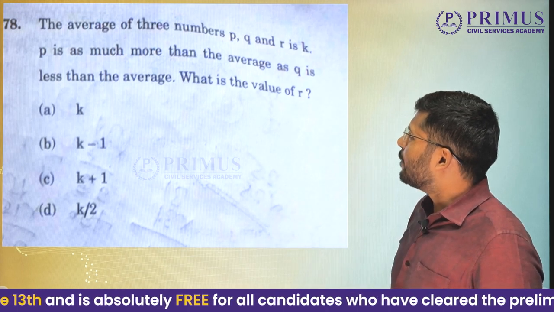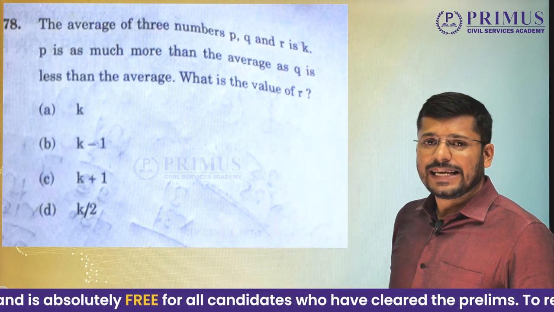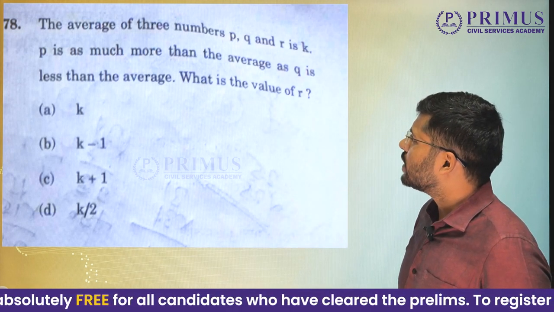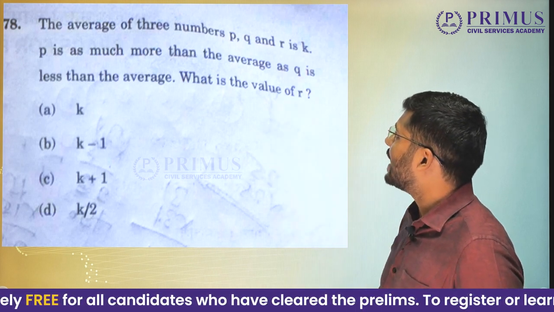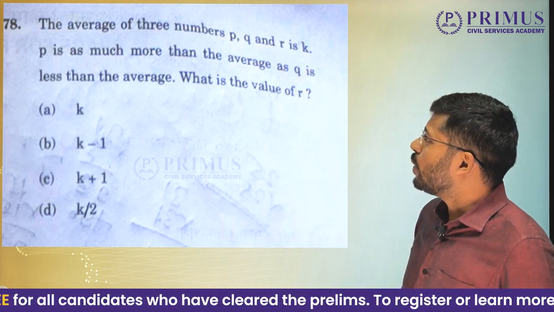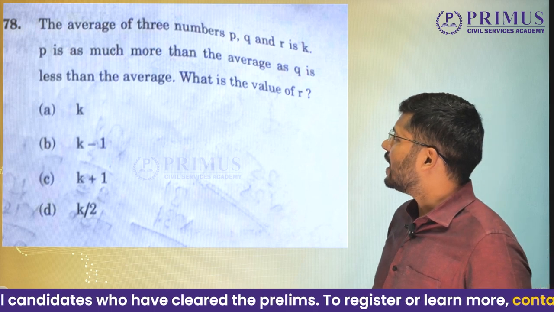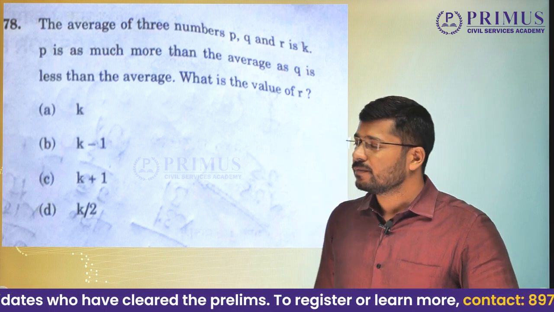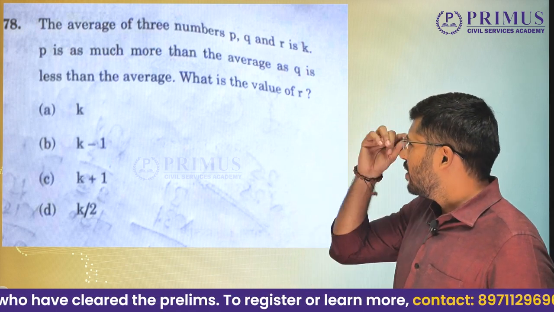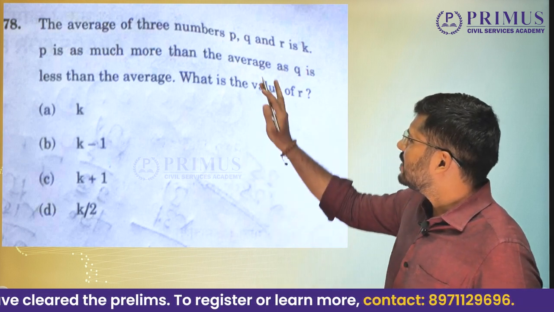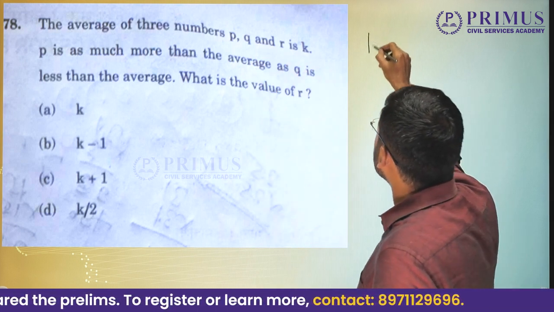The average of three numbers P, Q and R is K. P is as much more than the average as Q is less than the average. What is the value of R? Now, what are they telling us? There are three numbers P, Q and R.